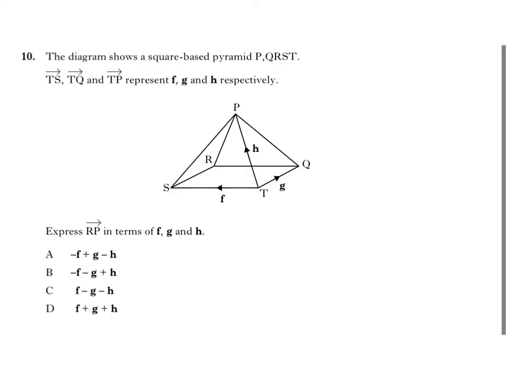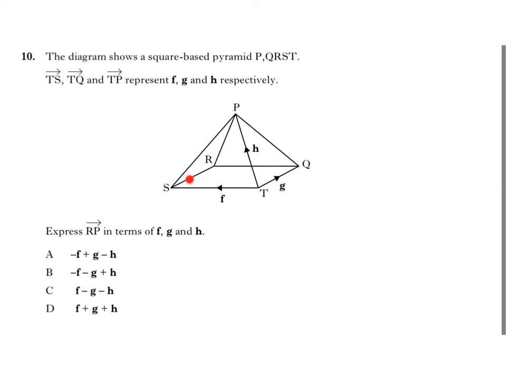Section 7, question 2. The diagram below shows a square-based pyramid, PQRST. TS, TQ and TP represent F, G and H respectively, so there's F, G and H. Express RP in terms of F, G and H. Well, I'm starting at R and finishing at P. A way to get there would be to travel across here, here and up here, so that would be equivalent to vector RP. So from R to Q, Q to T and from T to P.